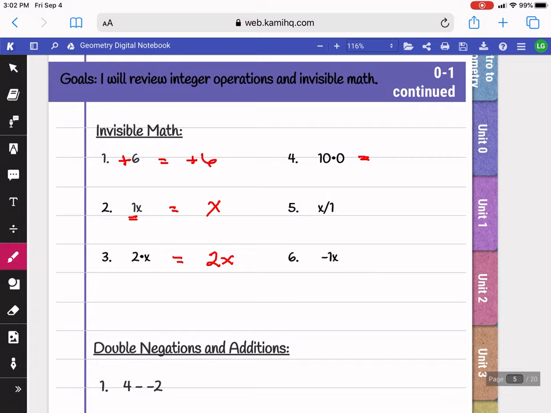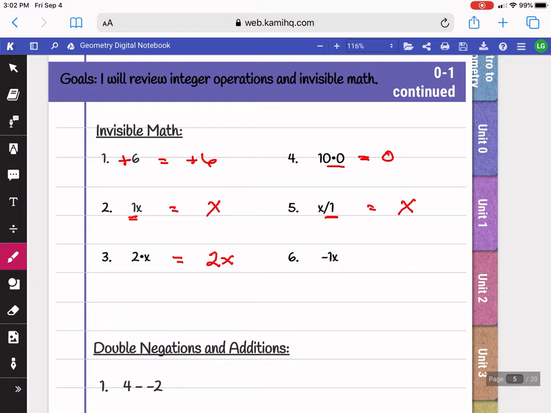Anything times 0 is 0. Here, x over 1 is the same as just x. But again, sometimes it's helpful to remember that x is the same as x over an imaginary 1, especially if you have other fractions in your problem.